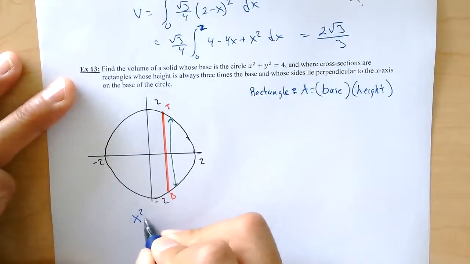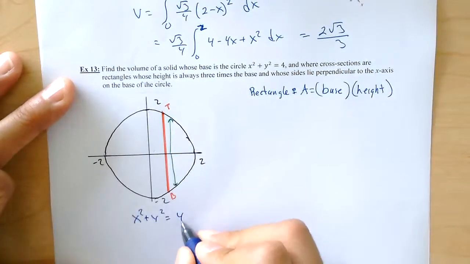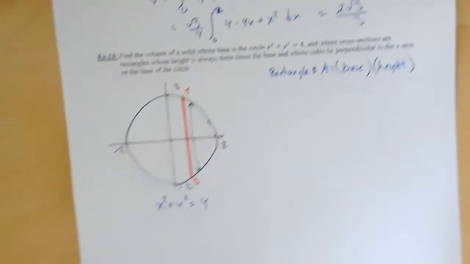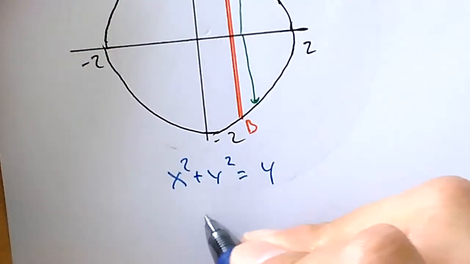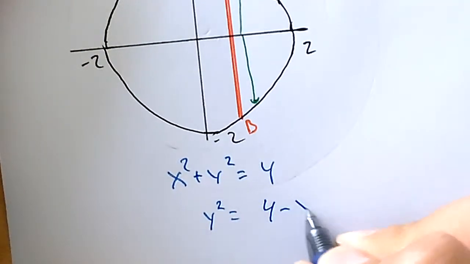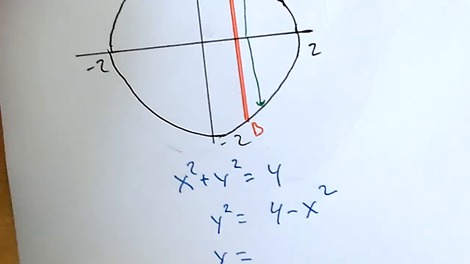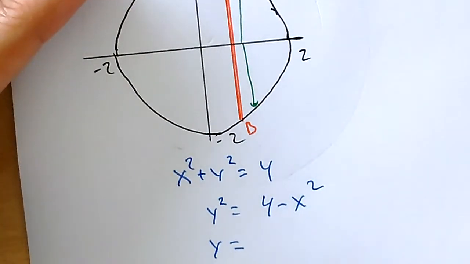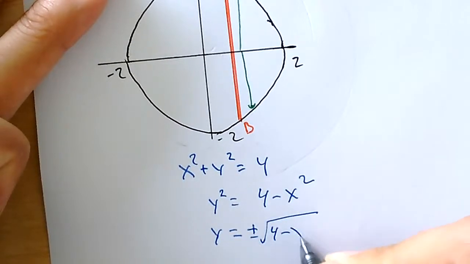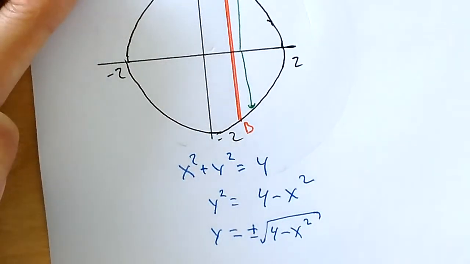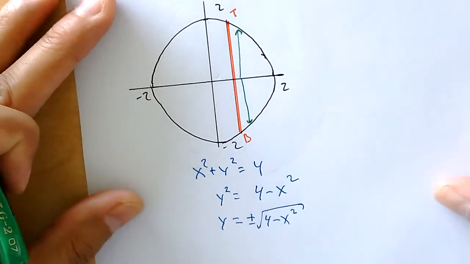So I have my circle. And if I ask you to solve for the y, subtract the x squared, I'm going to take the square root. I hope you can see that. I get plus and minus square root of 4 minus x squared. That plus and minus comes in handy. We need to know that when you take the square root of an equation, you get that plus or minus.